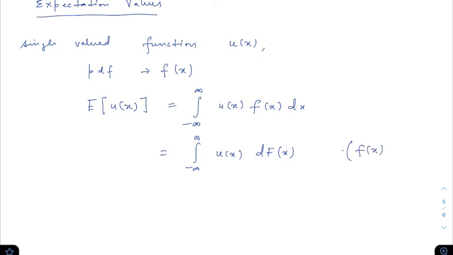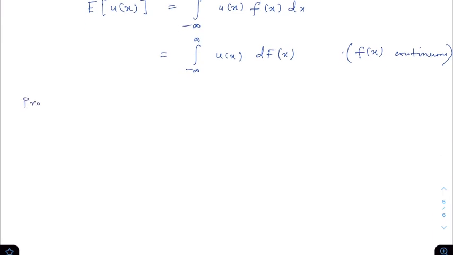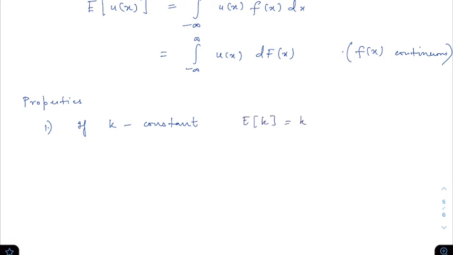If you look at the properties of the expectation value, if k denotes some constant, then the expectation value of the constant is the constant itself, which is easy to see. Because the left hand side becomes the integral of k times f(x) dx, and this last integral is nothing but 1.